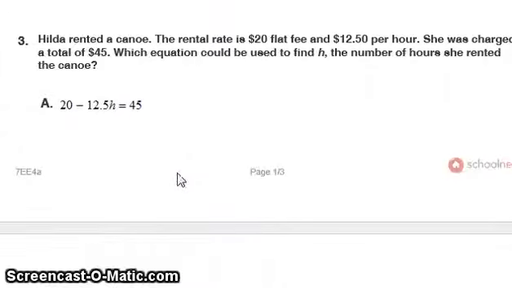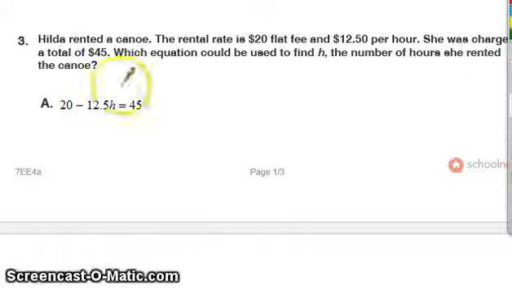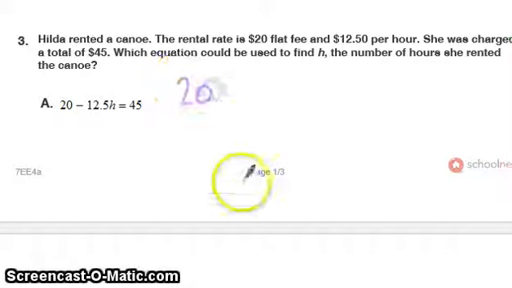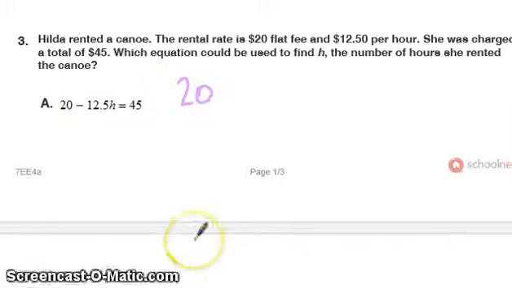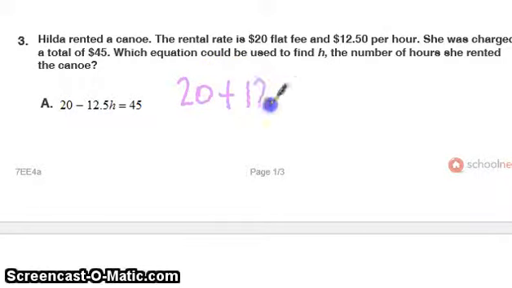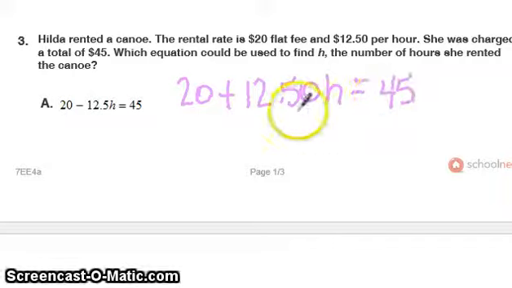Next question, question 3 says, Hilda rented a canoe. The rental rate is $20 flat fee. That means just for getting the canoe, not even getting in it, she's charged $20. Then on top of that, she's charged another $12.50 per hour. So I'm going to say 12.5 times h. She was charged a total of $45. Which of these equations could be used to find h, the number of hours she rented the canoe?